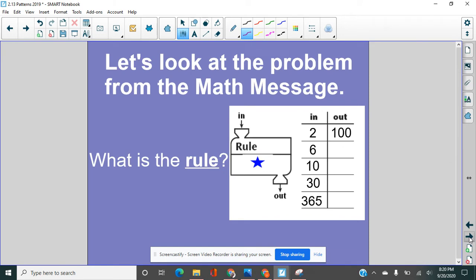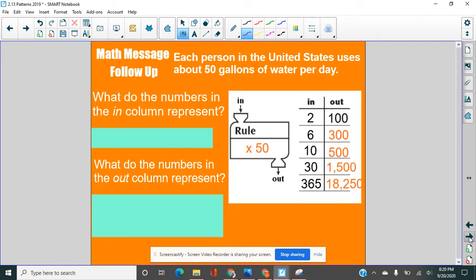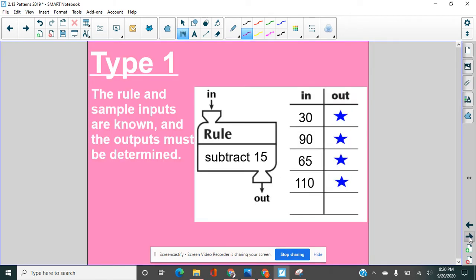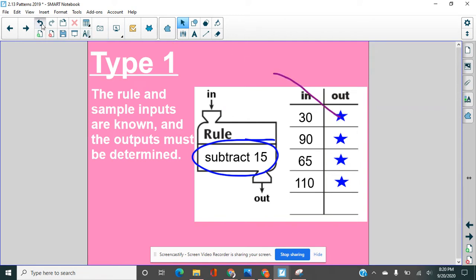So different problems that we could have. I want to actually get to the 4 types here. There's 4 types of function machines that we might need to know. Sometimes we will know the rule and we have to figure out what comes out, right? So we know the rule, we see what's in, we're subtracting 15. So 30 minus 15, oh, I drew on it. Let's try to not draw on it. Let's see if I can move this. It would be 15, right? Subtracting 15.